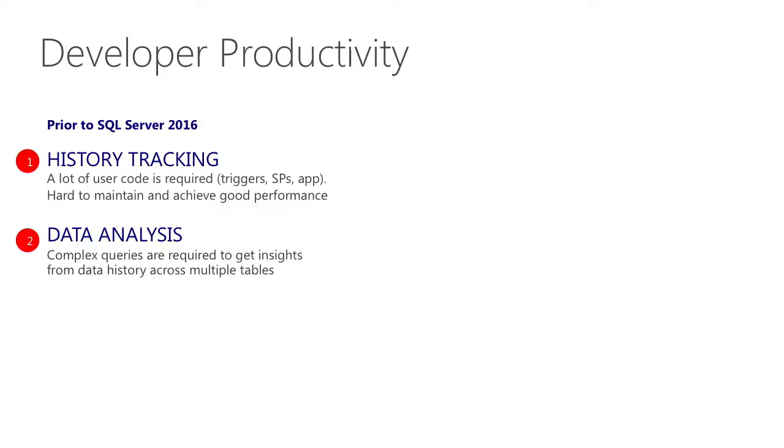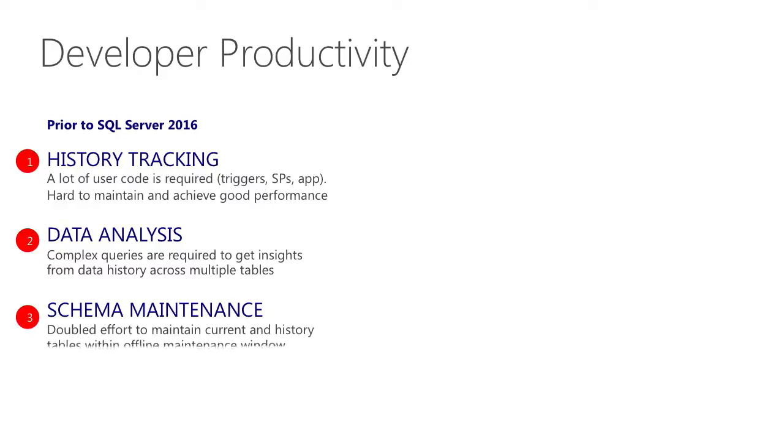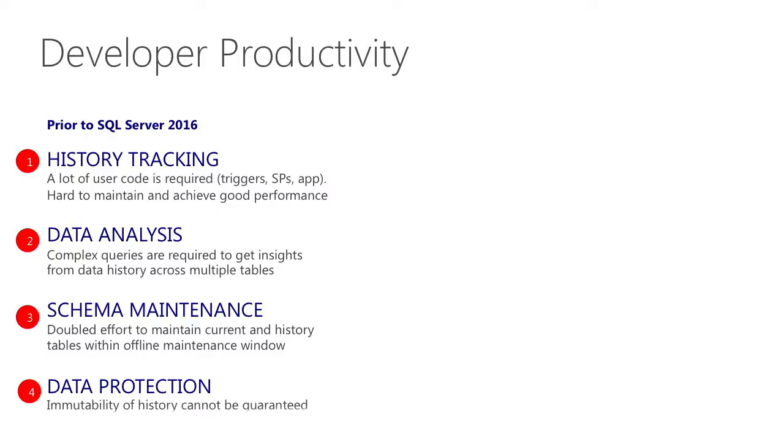Another problem is schema maintenance. Imagine that you need to add a new column, remove a column, or make any change in your database schema. You will need to change your tables, and all your stored procedures and triggers that use these tables. Another big problem is data protection. Imagine that you have a history and you need to ensure that nobody can change it. You will need to use some complex security policies that protect your history from access by third parties.